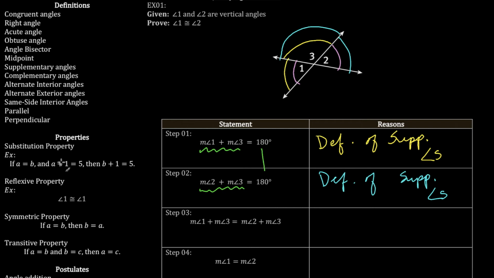This is the substitution property. That means all you did was substitute one value in for another. I know y'all understand substitution from algebra, but in terms of this, it might be difficult to see a little bit. All we did was take 180 and substitute in measure of angle 2 plus measure of angle 3, and I created this equation.